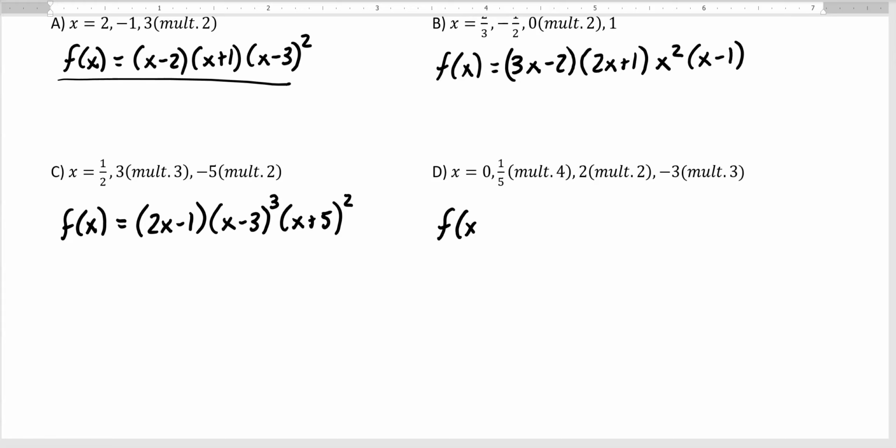So we'd say f of x equals x for the 0, 1/5 with a multiplicity of 4. So that would be 5x minus 1, and then our exponent. 2 with a multiplicity of 2, x minus 2, and then our exponent. Negative 3, x plus 3, our exponent for its multiplicity. And there we go. So hopefully we're feeling pretty confident with these.